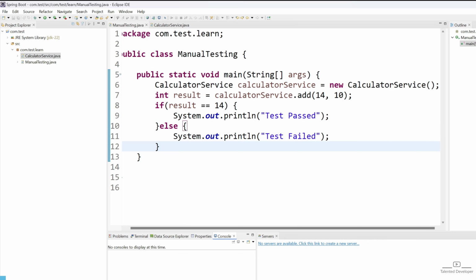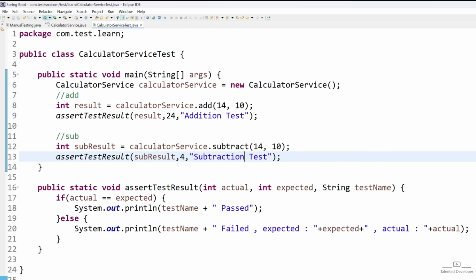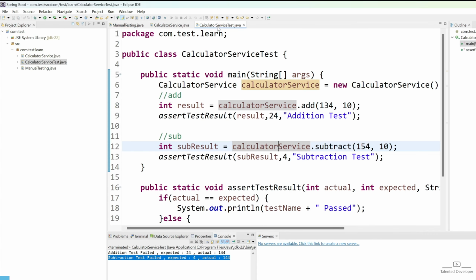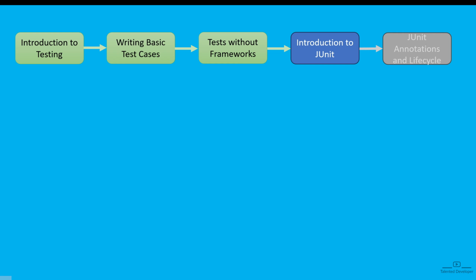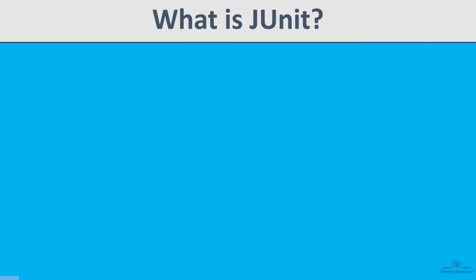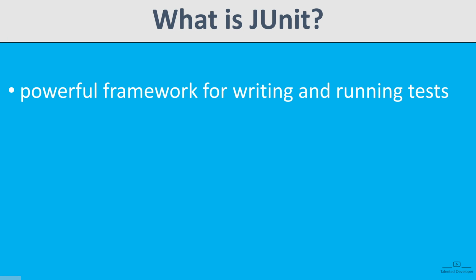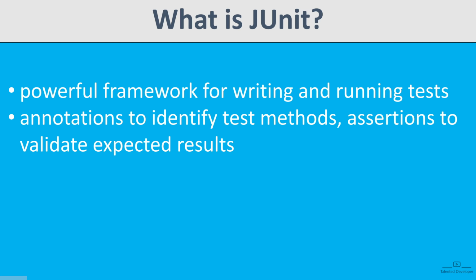In our previous video, we explored manual testing and writing structured test cases without a framework. Today we are diving into the world of JUnit, one of the most popular testing frameworks in Java. So let's start. What is JUnit? JUnit is a simple and powerful framework for writing and running tests in Java. It provides annotations to identify test methods, assertions to validate expected results, and a test runner to execute the tests.